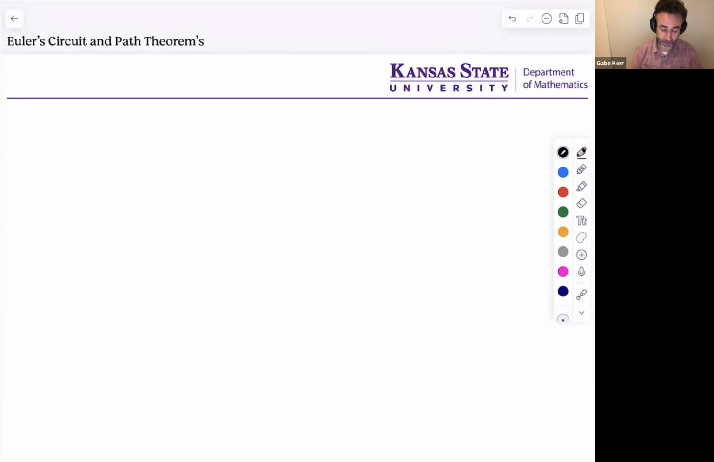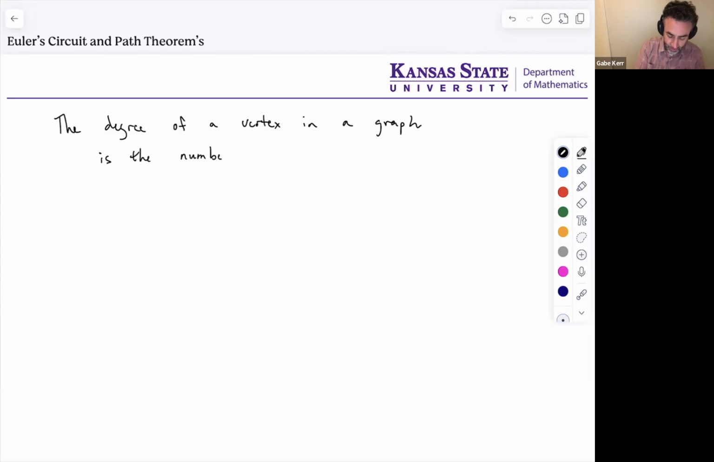Before we jump in and write down these theorems, I want to remind ourselves about the degree of a vertex and then give a little bit more vocabulary. So recall that the degree of a vertex in a graph is just the number of edges connected to that vertex, the number of edges adjacent to that vertex.